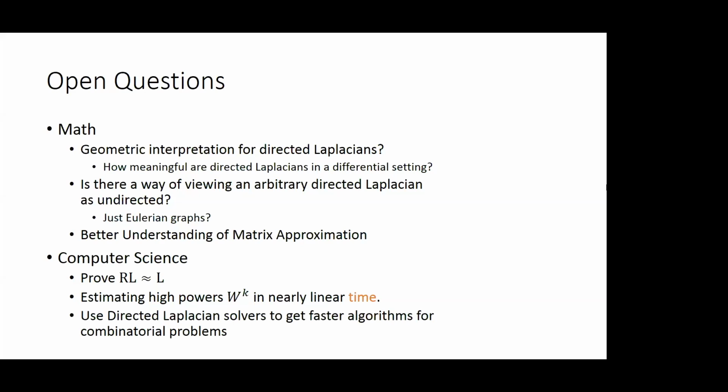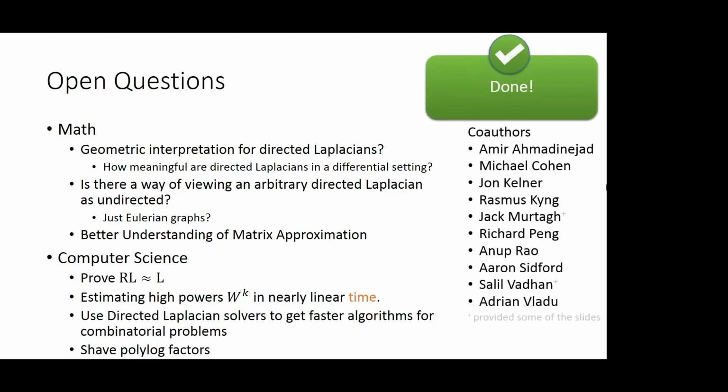And then finally, in the time setting now, could we use the directed Laplacian solvers that we have that run in nearly linear time to get faster algorithms for combinatorial problems? Another problem, which is maybe slightly less interesting, is that a lot of these things have fairly nasty polylogarithmic factors, especially in the low space setting. I think there might be more than 10 logs on some of the nearly linear time algorithms for these problems. So it'd be nice to try to shave some of these polylog factors too. And so that's the end of the talk. I'm happy to open it up to questions.